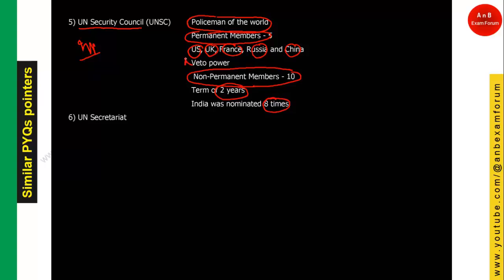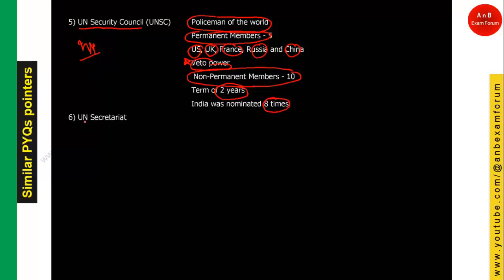They have the veto power. What is veto power? This is a very special power by which they can reject any decision taken by the UN Security Council without any argument. It is like saying, I want this, I don't want this. So these are the veto powers.